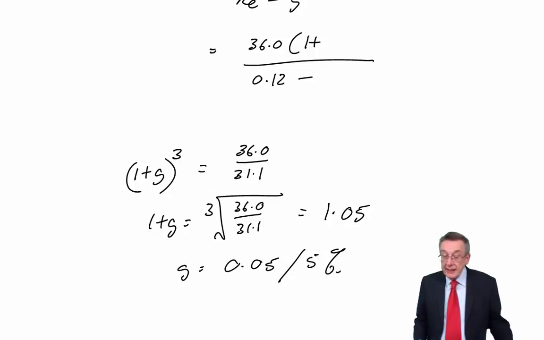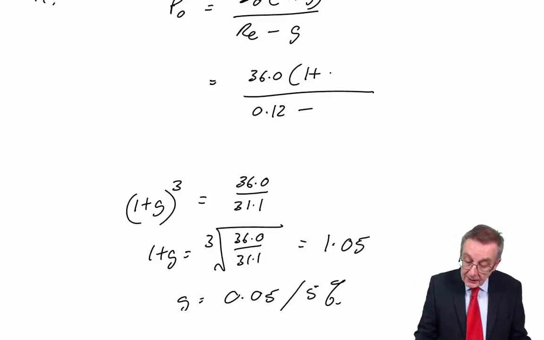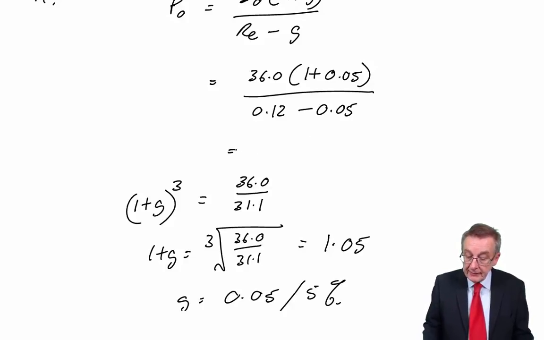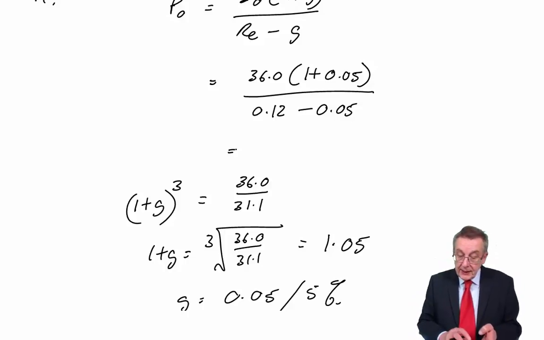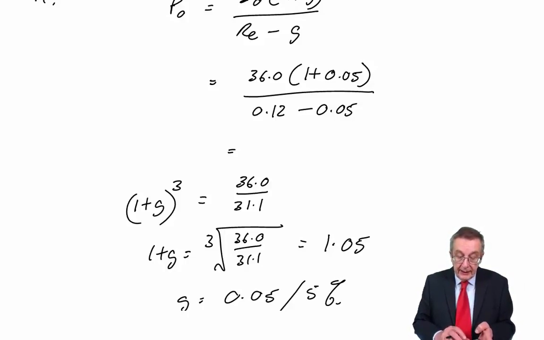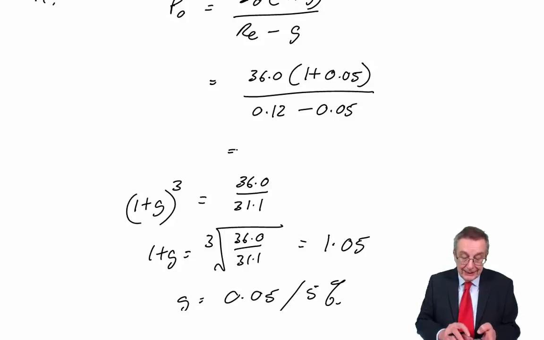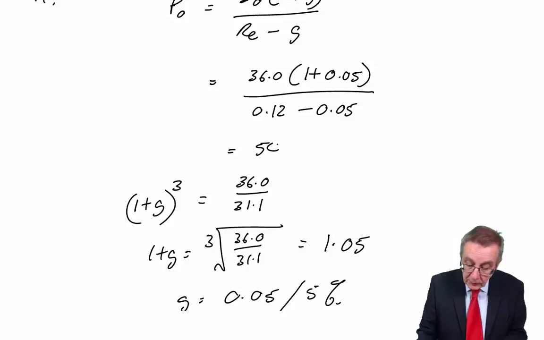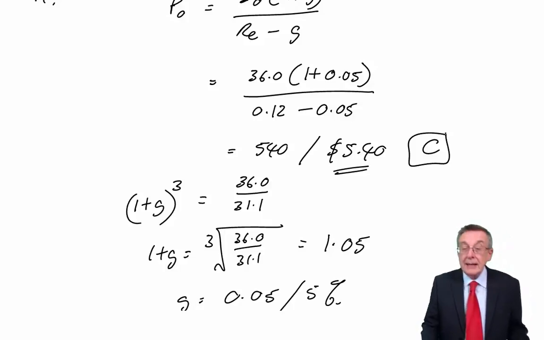So now I go back to the main formula. Current dividend 36, 1 plus dividend growth rate 0.05, over 0.12 minus dividend growth rate 0.05, which is now a pure calculator exercise. 36 times 1.05 divided by 0.12 minus 0.05. I get 540. That's in cents. So it's $5.40. The answer is C.